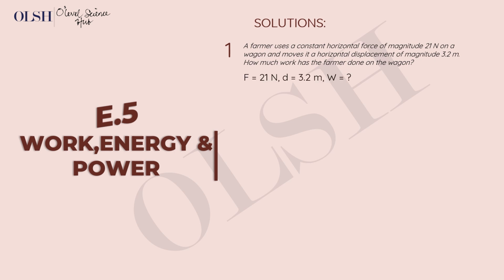Okay, so what are the parameters we've been given? We have force to be 21 newtons. We have distance or displacement to be 3.2 meters. And we're asked to find work. Okay, so we know work is force times distance, right? So, of course, if the man applied a force of 21 newtons through a distance of 3.2 meters, we have 21 times 3.2, which gives us 67.2 joules.